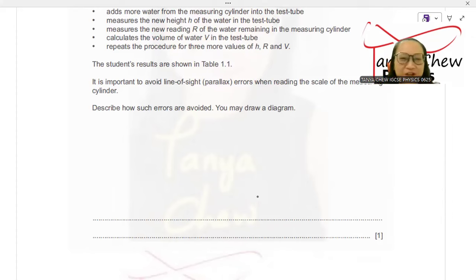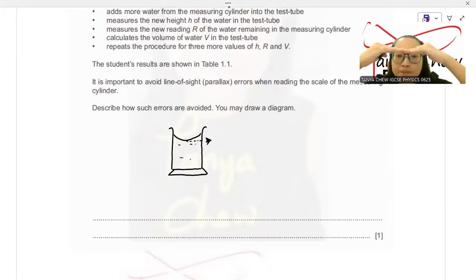When the question mentions that you may draw a diagram, I always draw a diagram. So this is my diagram of the measuring cylinder. Could you see that? This is a curved line. This curved line is called the meniscus. So you have to make sure that, to avoid parallax error, the position of your eye is perpendicular to the scale. The scale is here, horizontal, and your eye position is 90 degrees from the scale. This is called 90. Could you see that?